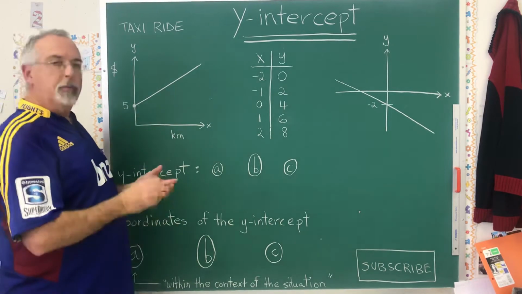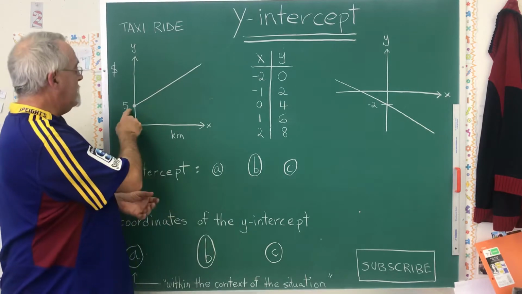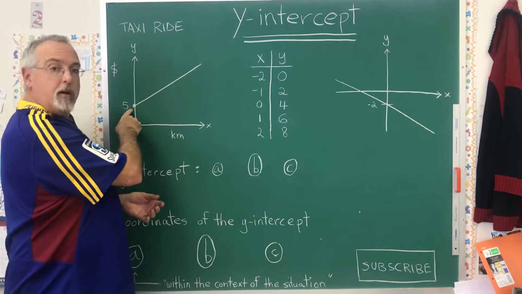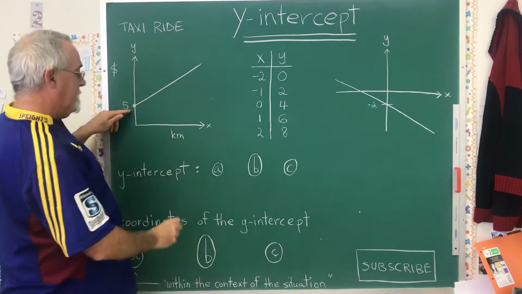The y-intercept is the point where the line or the curve crosses the y-axis. And we can see here this is happening where y equals 5. It's the y-coordinate of that point we need. The y-intercept here is 5.